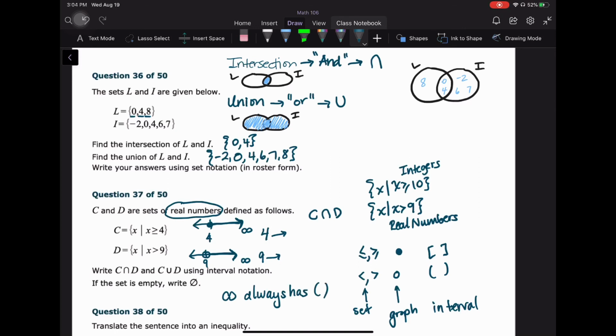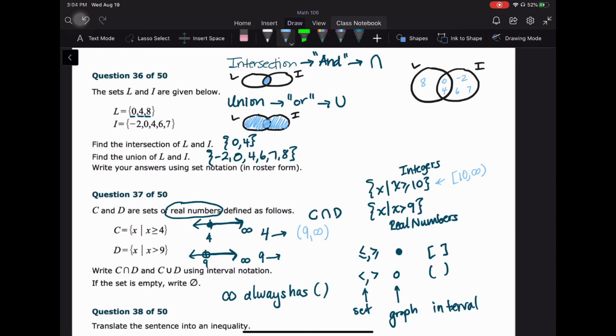Okay, so writing that in interval notation, our answer would be from greater than 9, so it would be a parenthesis 9 up to infinity. Earlier in class, when I was just talking about integers, we had a hard bracket 10 all the way up to positive infinity. So I apologize for that again.